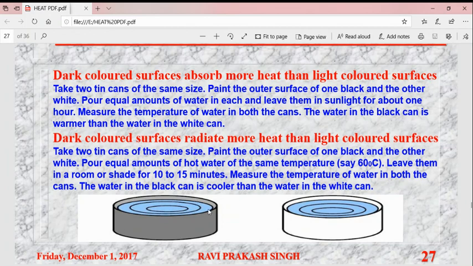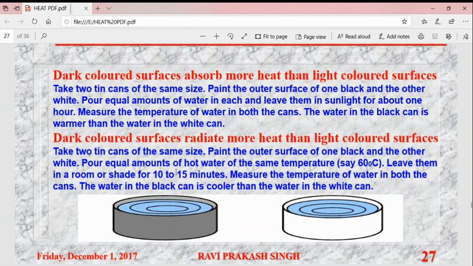So here I have taken two cans and filled both of them with water. You take the same amount of water. One can I have painted black on the outer surface, and the other can is painted white. So one can is of dark color and one can is of light color. Keep both the cans in sunlight, and after 1 hour check the temperature of the water in both with the help of a thermometer. Here you can place a thermometer, and here also you can place a thermometer.